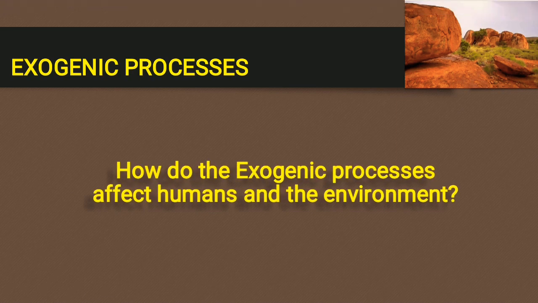How do the exogenic processes affect humans and the environment? One of the types of exogenic processes is mass wasting that has drastic effects on human and animals' life in the form of landsliding, earthquakes. So deposition is which sediments, rocks, and soil are added to land mass. Its positive effect is that it creates new land, and the negative effect is that it takes away land.